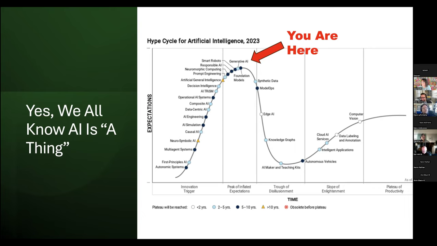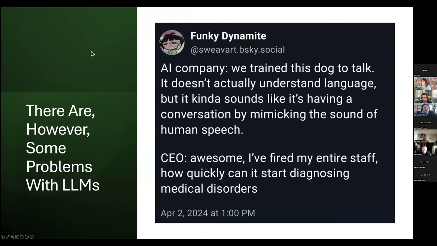And so that's the point of today, because whether we like it or not, as designers, we're probably going to get called on to work with AI, integrate it, use it in some way. And there may be some upsides to this if we use it right. I'll get to that at the end. But for now, there are some problems with LLMs. Because of where we are in the hype cycle, people in management have heard all this hype about AI everywhere, and they're looking at it as this universal tool that will just make everything better. As we say here, CEOs are like, awesome, I fired my entire staff. How quickly can the AI start diagnosing medical disorders? Woohoo!